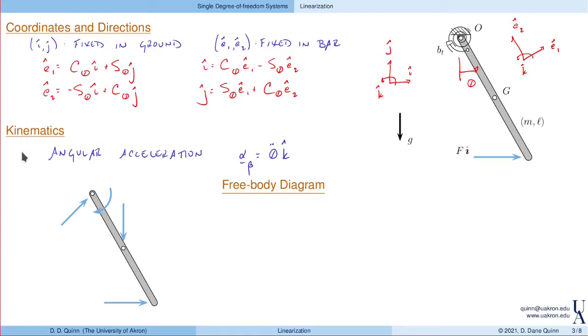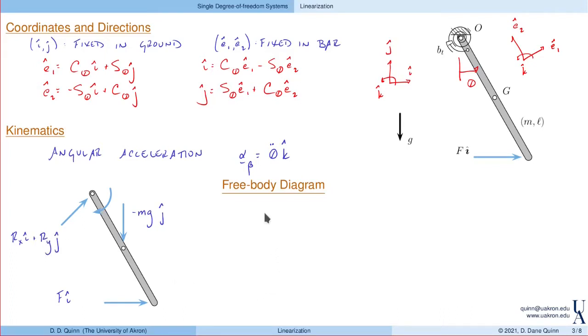Now that we have coordinates and directions, we've used those to define the kinematics. Let's also use them to define the forces. So going back and looking at how we define these, the external force is given to us as F in the I direction. Not much I need to do with that. The weight is minus mg in the j direction. The reaction force, again, I don't know anything at all about this, so I'll just break it up into components, Rx in the I direction plus Ry in the j direction.